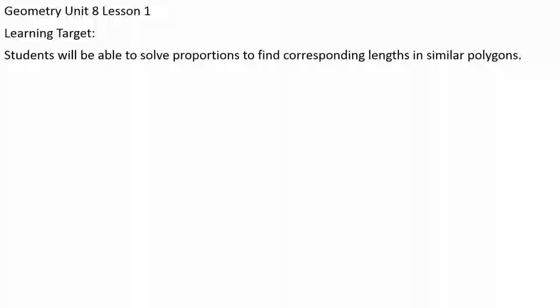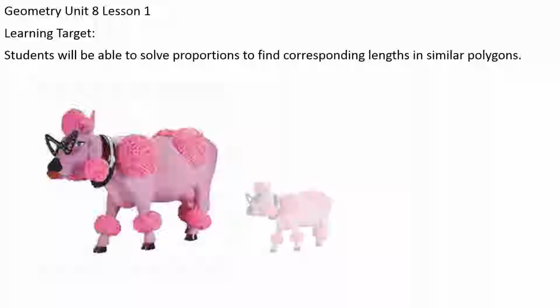We'll be looking at similar polygons. Of course, with congruent polygons, we had to have the same shape and same size. With similar, it's just the same shape. Now, at first glance, you might think that these are dogs.